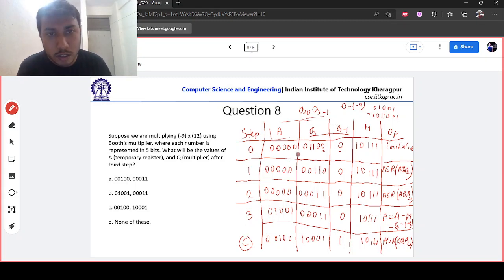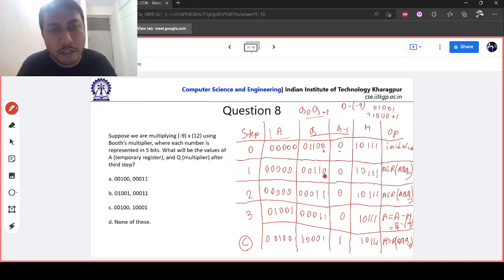Next, for step 1 we check the value, which is 0 0, so you do an arithmetic shift right. What is the arithmetic shift right? This 0 will be shifted here, this 1 will be shifted here, this 1 will be shifted here, then 0 will be shifted here, and this 0 and this 0 will be shifted here. So that is 0 0 0 1 1 0. And next, the remaining 4 zeros will be shifted here, and since it's an arithmetic shift, we will add a 0.